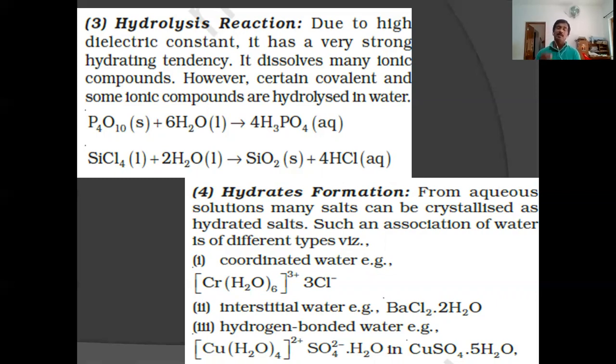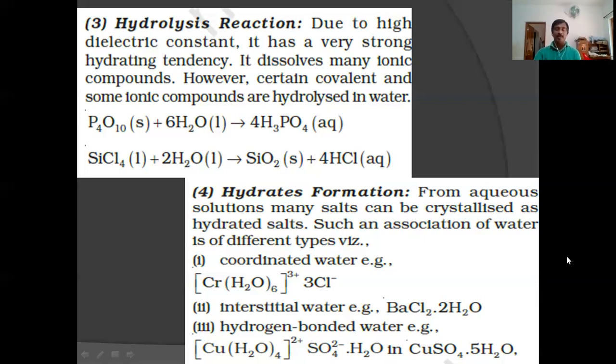Interstitial water: water may be present in the voids or free spaces of the crystal. Barium chloride, BaCl2·2H2O, is an example. You have to remember these examples, they are very important. In some compounds, you can see hydrogen bonded water. The two may be present, coordinate bond and hydrogen bond. An example, [Co(H2O)4]SO4·H2O. Here this H2O is hydrogen bonded. Another one is CuSO4·5H2O. Here 4 H2O are coordinated to copper, Cu2+, and 1 H2O is hydrogen bonded.